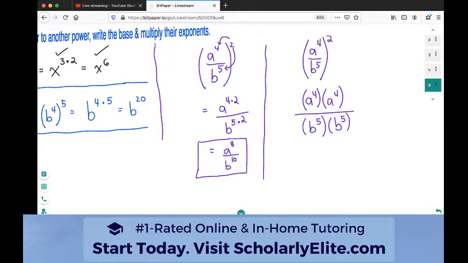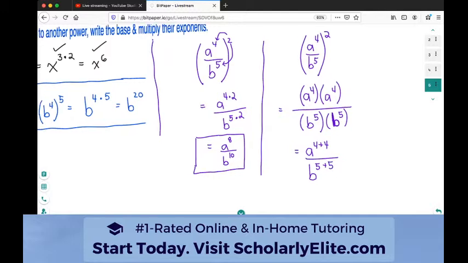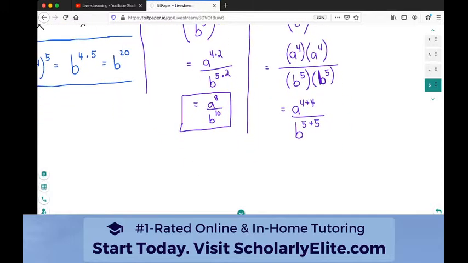And then just like we learned earlier with our product rule, if we have the same base and they're being multiplied, we add together their exponents. So then we know that a to the power of 4 times a to the power of 4 is technically a to the power of 4 plus 4. And then here we've got b to the power of 5 plus 5. And then all we're going to get is a to the power of 8 and b to the power of 10. And that's our final answer, just like it was the last time, because these are the same.